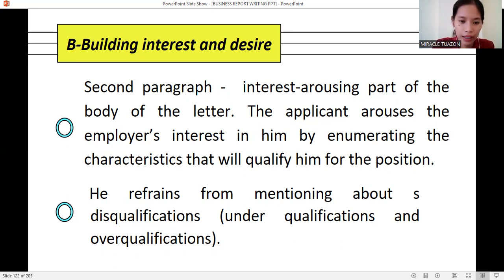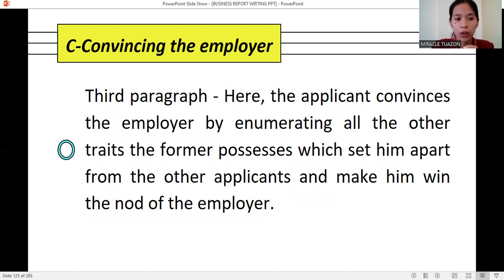Okay pa? Next. C, which is convincing the employer. On the third paragraph, you have to convince the employer by enumerating all other traits or the former processes which will set you apart from the other applicants and will make you win the nod of the employer. So in this part, kailangan mong mapa-oo ang iyong employer, mapasang-ayon na tama, kailangan kong i-hire tong taong to dahil siya yung may katangian na wala yung ibang applicant.